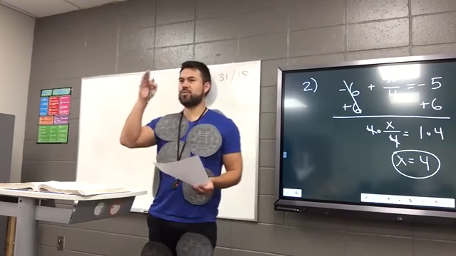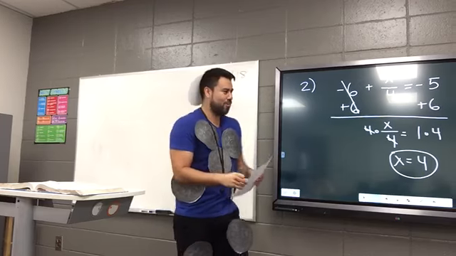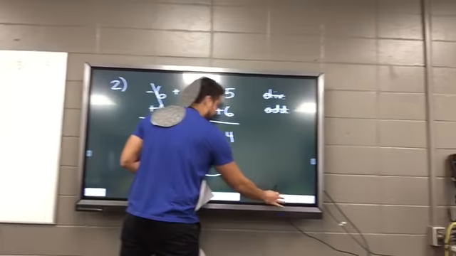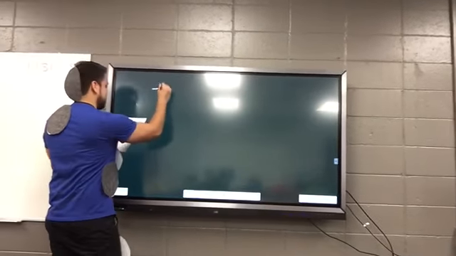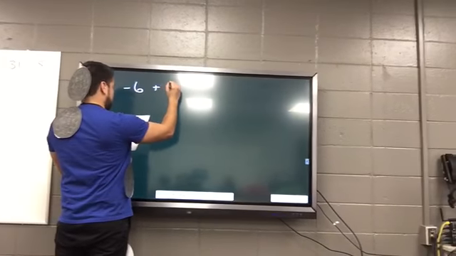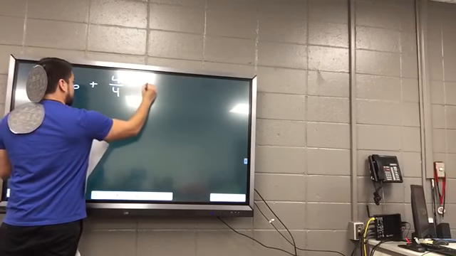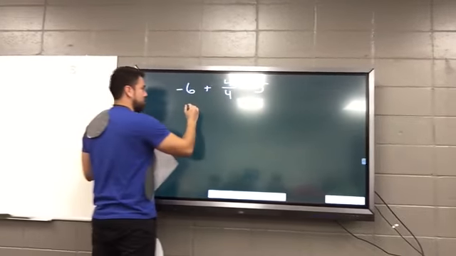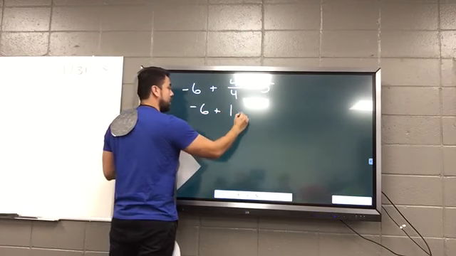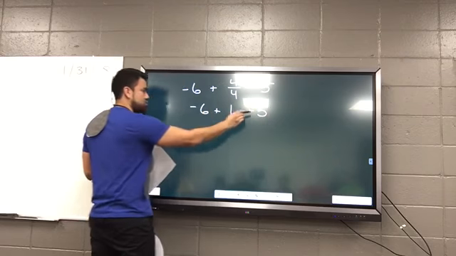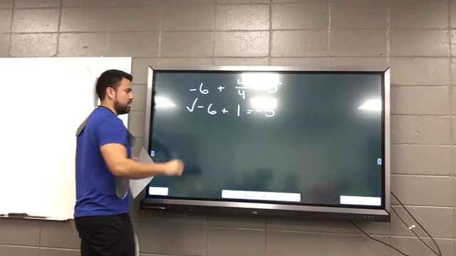So if it checks, put a little check mark that tells me you know the answer, or you hope that's the answer very, very much. Okay, so here's my check. I would do -6 plus 1 equals -5. Is that true? Check. It works.